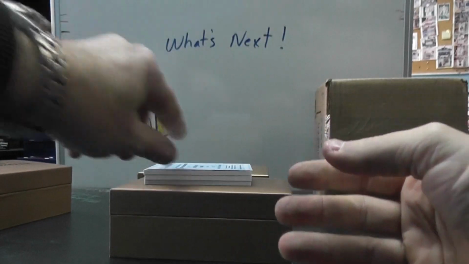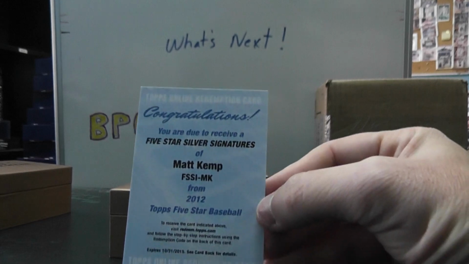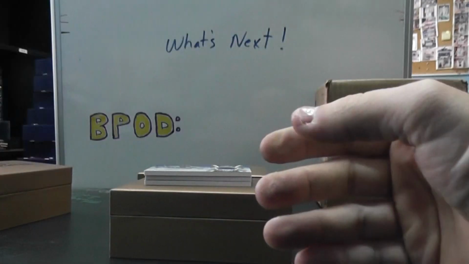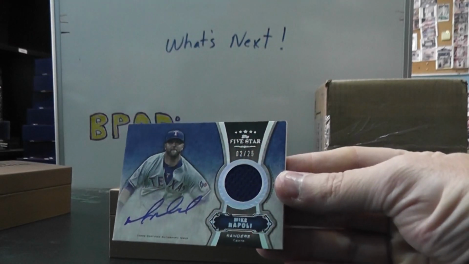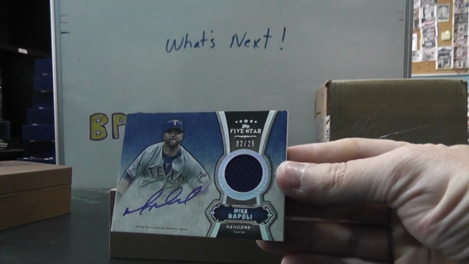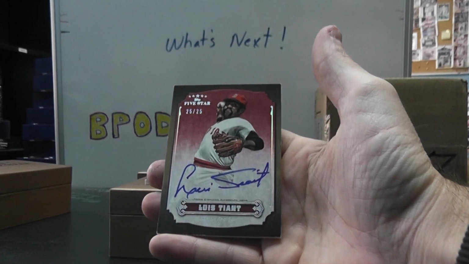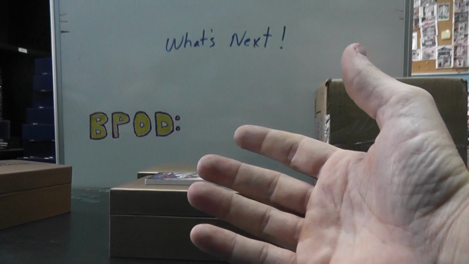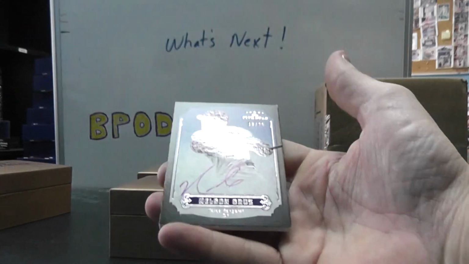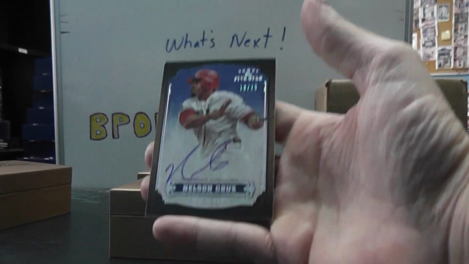Alrighty, there he is. You can almost guess it. Five-star silver signatures, Matt Kemp. Okay. Mike Napoli, 2 of 25 jersey autograph. Then we have Louis Tiant, number 25 of 25. Got Mickey Mantle, 25 of 25. Now Louis Tiant. And the last one, 19 of 25, Nelson Cruz.